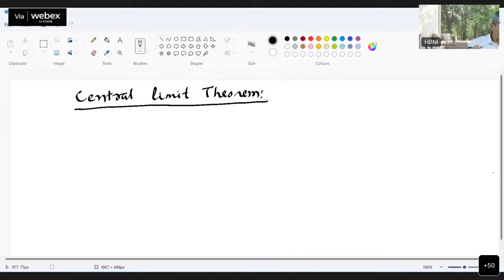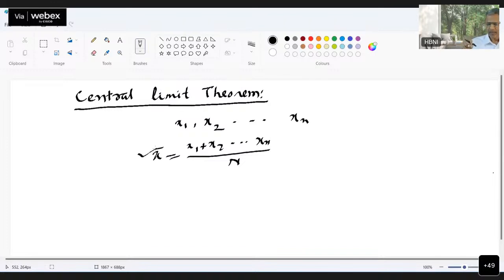When you combine n measurements, suppose there is a sample. So when you make a measurement n times, you get x1, x2, up to xn. Then you can get a mean just by summing and dividing by n. This mean value will invariably be different from your original population mean. Suppose you say your population mean is mu, your x bar will be different from mu.